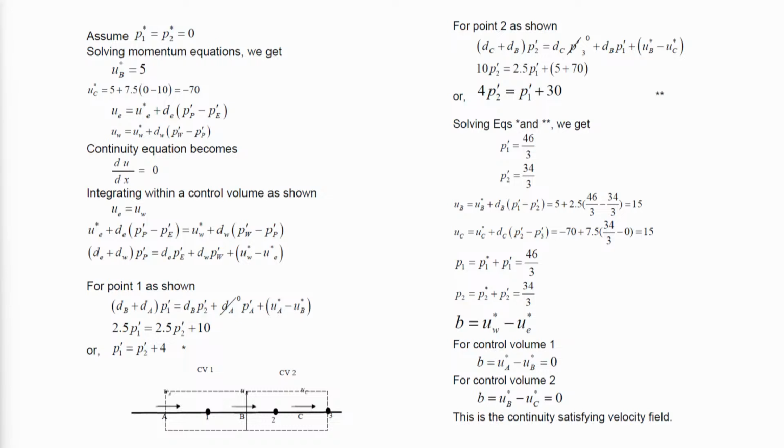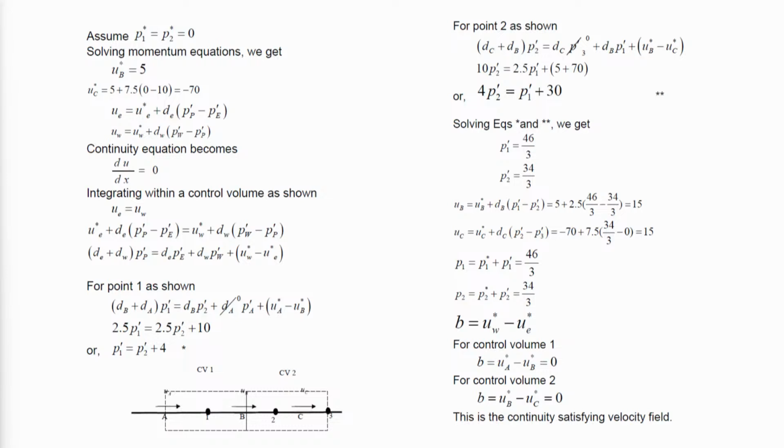So that will give the final P1 dash equal to P2 dash plus 4. So this is what you get for the point 1. Similarly for the point 2 you will get 4 P2 dash plus P1 dash equal to 30. So if you now solve these two, you will get P1 dash and P2 dash and you can correct that P1 and P2.